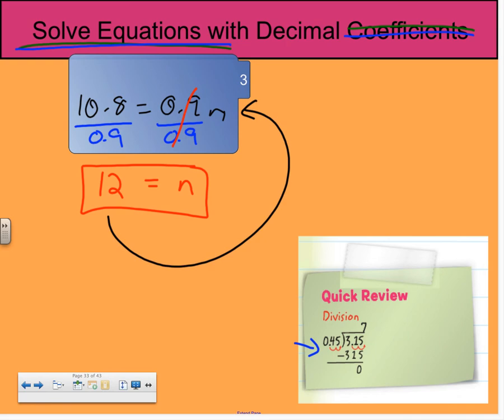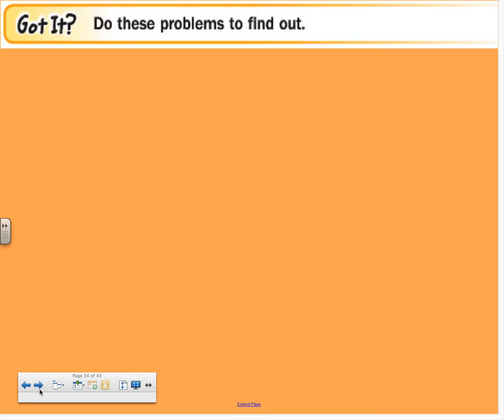Are there any questions? Okay, go ahead and work on the got it at the bottom of page 113. Got it's G, H, and I. No, you're going to do it right now.